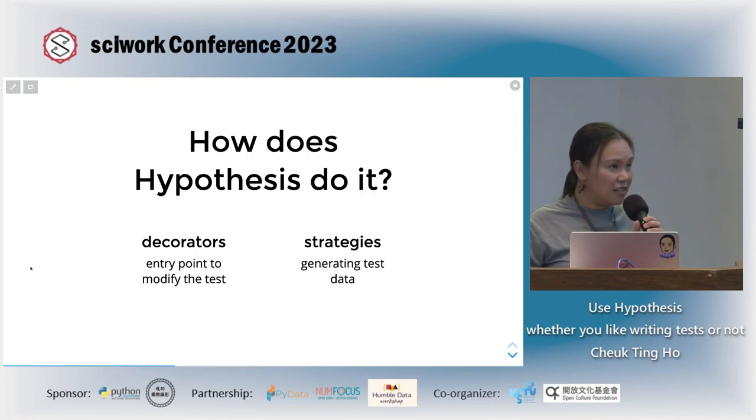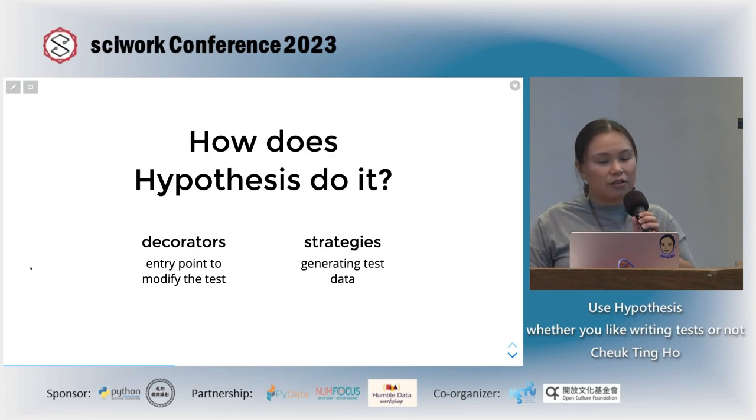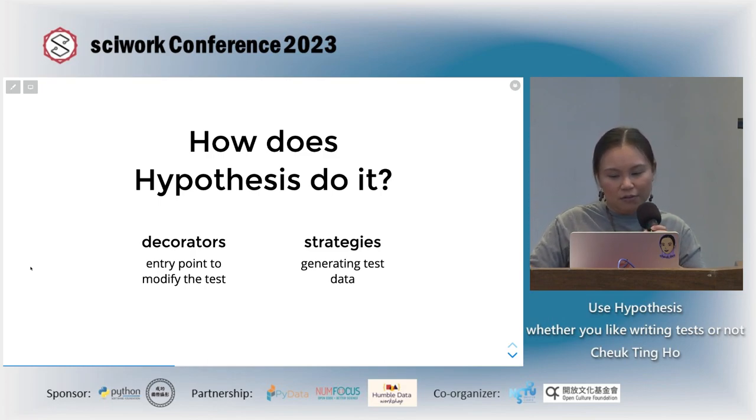It will generate the test data for you. That's why it's so important. Depending on what the property of your input or your variables are, then you'll use different strategies. You can even make your own strategy. You can combine your own strategy and all these things.